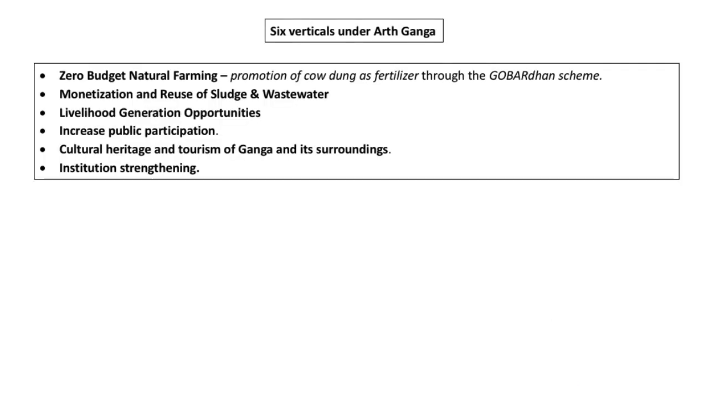All these measures are classified into six verticals as stated by the government. The six verticals under the Arth Ganga model include these. The first, zero budget natural farming, which involves chemical free farming on 10 kilometers on either side of the river and promoting cow dung and fertilizers through the Gobar Dhan scheme. The monetization and reuse of sludge and wastewater is the second, which seeks to reuse treated water for irrigation, industries, and revenue generation for local urban bodies. Arth Ganga will also involve livelihood generation opportunities by creating haats where people can sell local products, medicinal plants, and Ayurveda products. The fourth is to increase public participation by increasing synergies between the stakeholders involved with the river. For example, creating ex servicemen organizations.